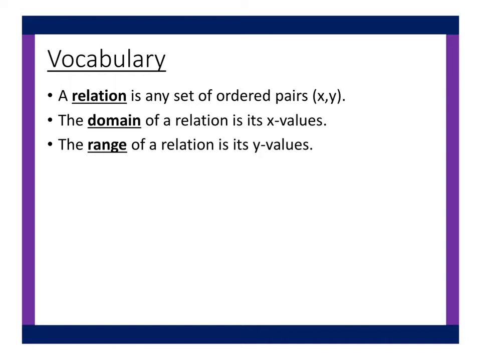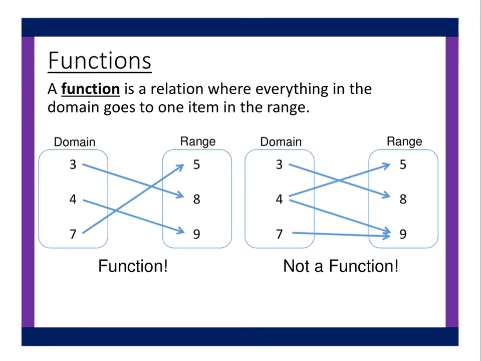Then we have domain, which should be very familiar to us. The domain of a relation is its x values, and the range of a relation is its y values. Functions are a special type of relation where everything in the domain goes to exactly one item in the range. So the fact that this word right here is 1, that's what's important for functions.